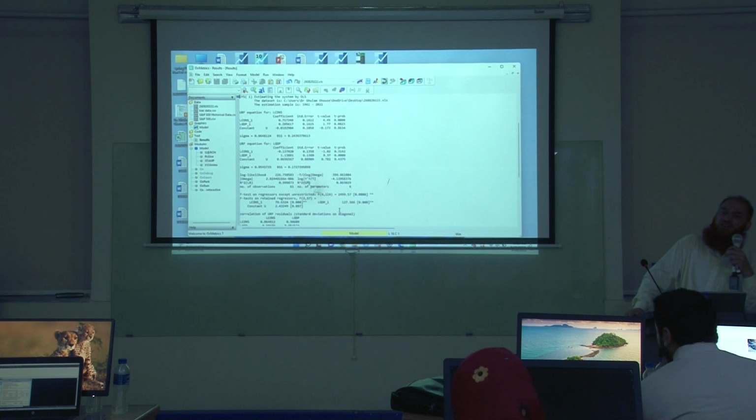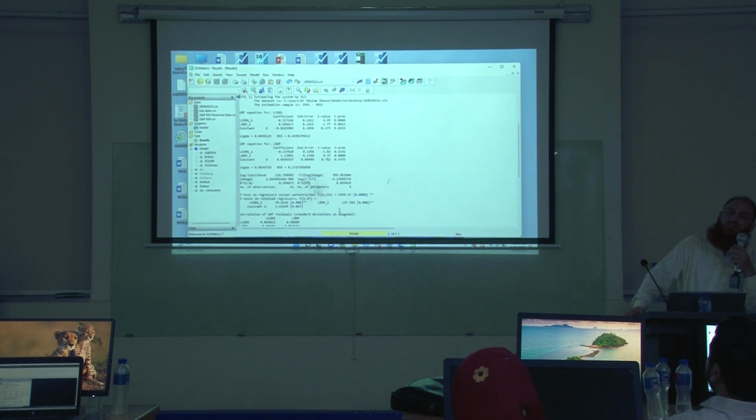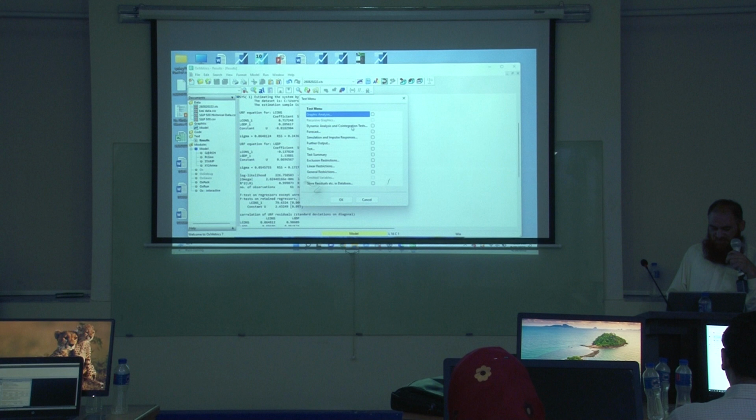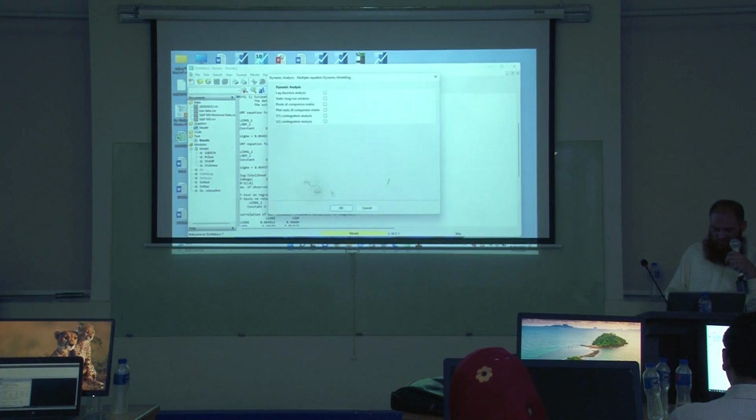But in EViews we calculated the VAR with 2 lags, although it was indicating that there should be a VAR with 1 lag. If you estimate VAR 1 in EViews, it must be the same as the VAR in OxMetrics. So anyhow, once you have estimated this VAR model, you can go for co-integration testing, dynamic analysis and co-integration test. And I am choosing I(1) co-integration analysis.